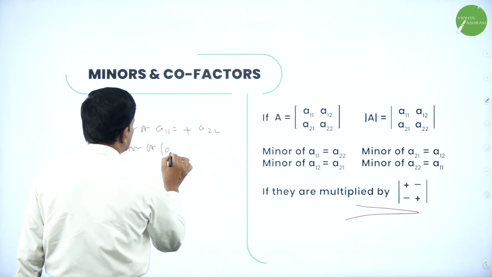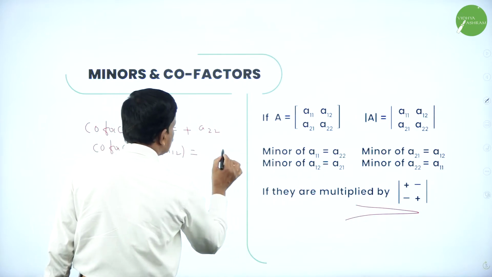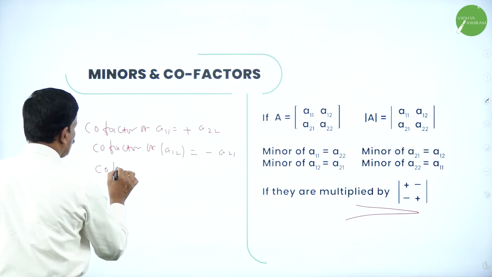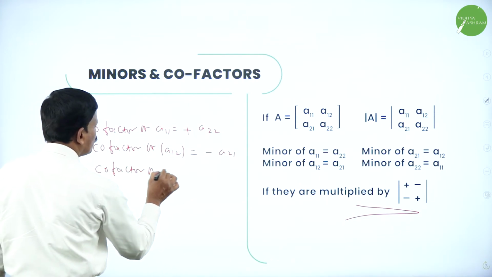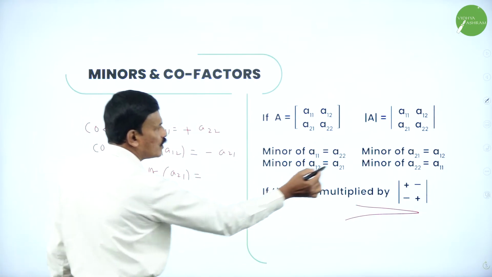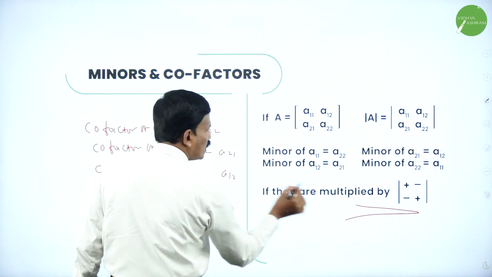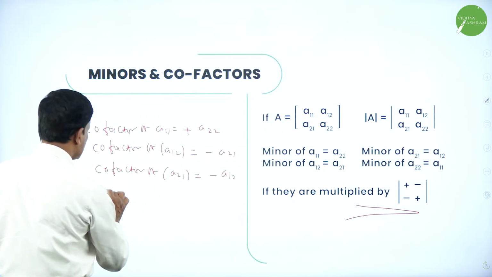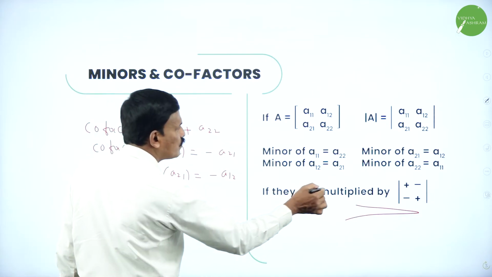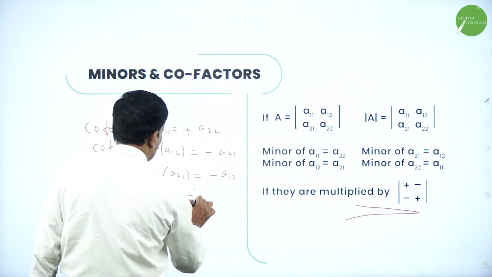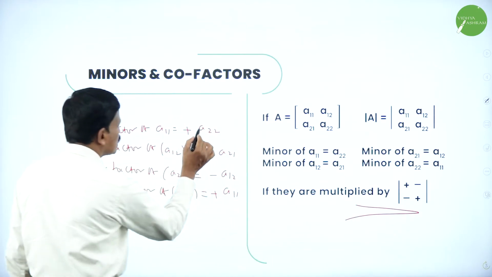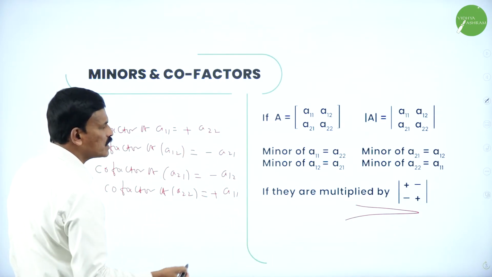Cofactor of the next element A12 is A21. What is the sign? It is minus. Similarly, cofactor of A21 is A12. And what is the sign? It is minus. And cofactor of A22 is A11. What is the sign? It is plus. Plus, minus, again minus, plus, you are going to get.